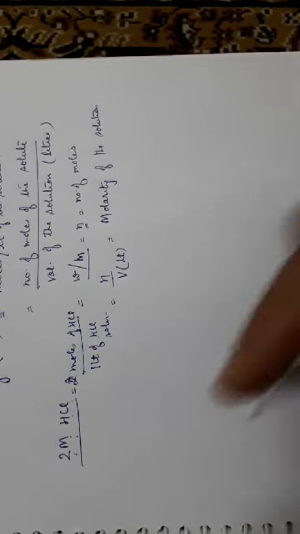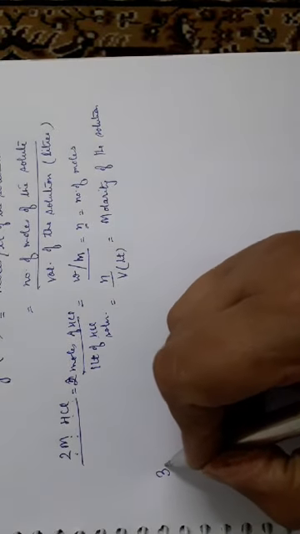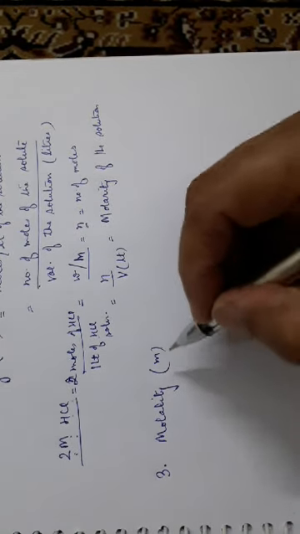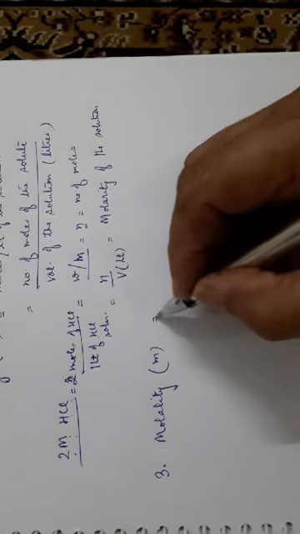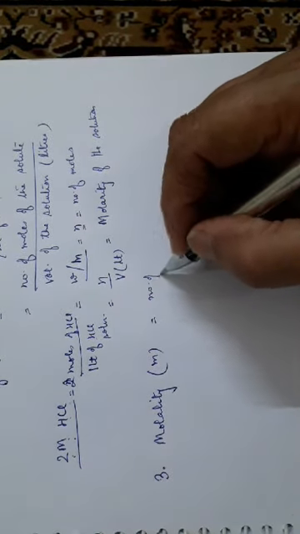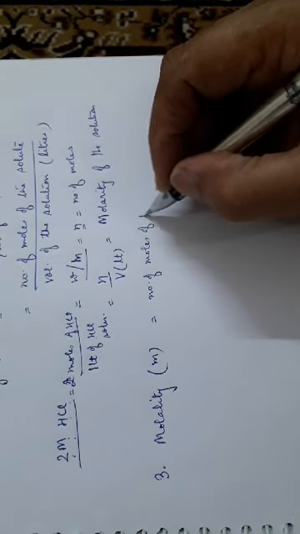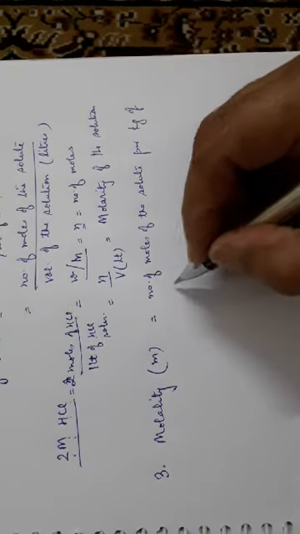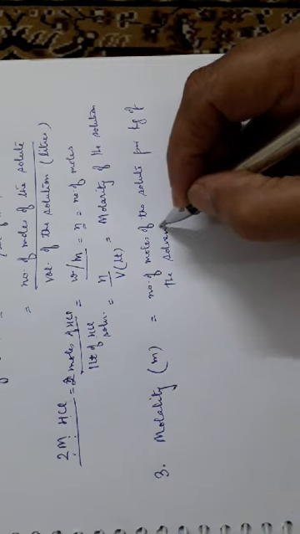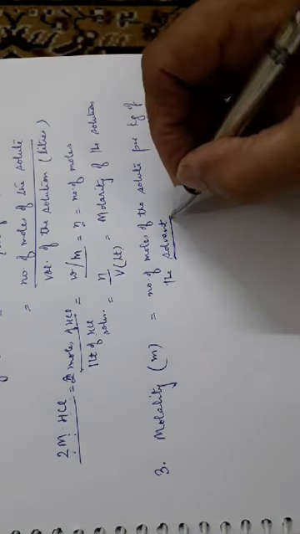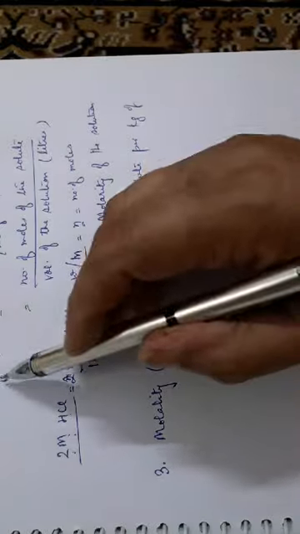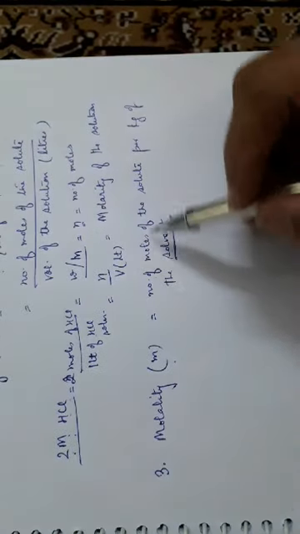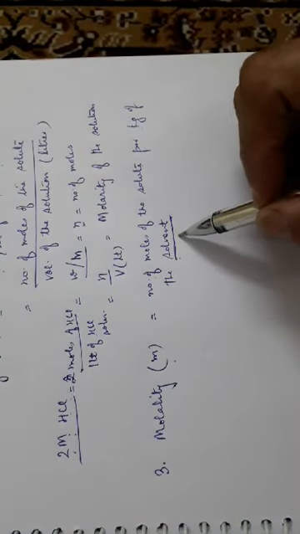Okay. Now, the third way to express the concentration is molality. Molality is denoted as small m and it is represented as number of moles of the solute per kg of the solvent. You should very clearly demarcate between molarity and molality. Here the number of moles are per liter of the solution. Here the number of moles of the solute are per kg of the solvent.